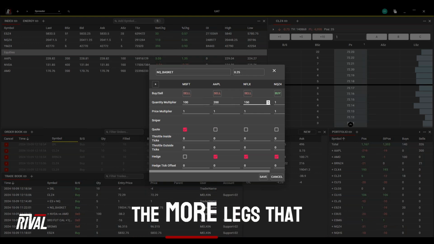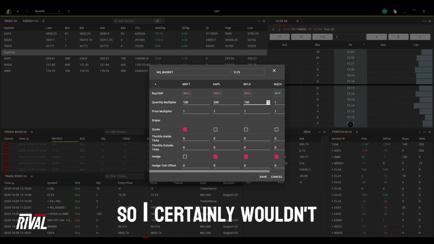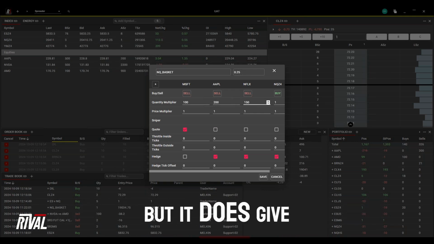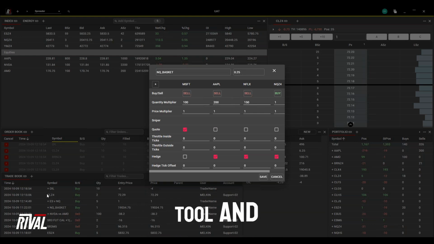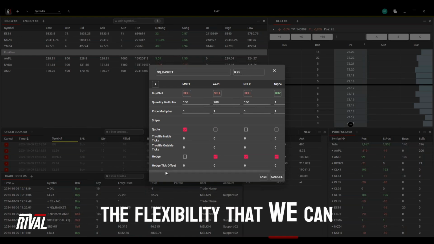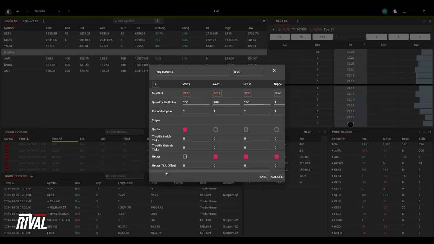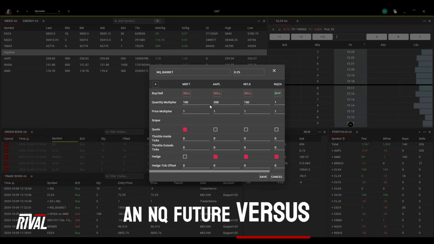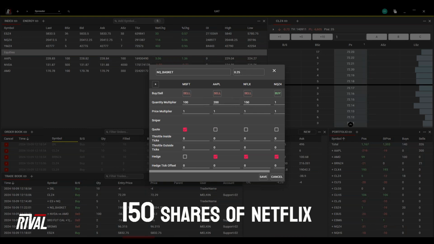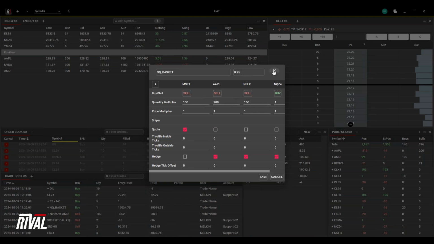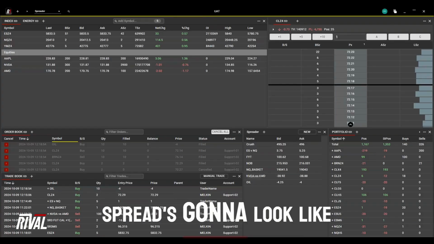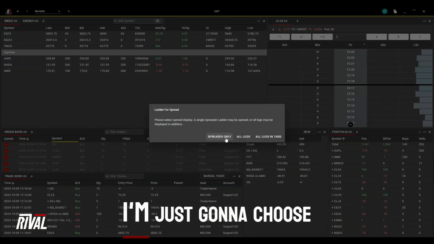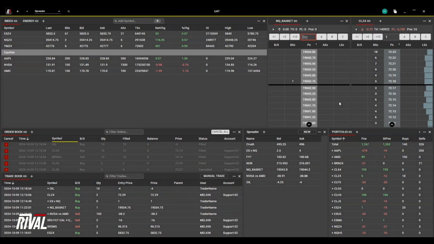Keep in mind that the more legs you add, I certainly wouldn't recommend firing off 50 leg spreads frequently, but it does give you an idea of the power of this tool and the flexibility that we can provide. So in this case, I'm looking to buy an NQ future versus 100 Microsoft, 200 shares of Apple, 150 shares of Netflix. Let's take a look at what that spread's going to look like when we fill it. To avoid all the resizing, I'm just going to choose spreader only here.